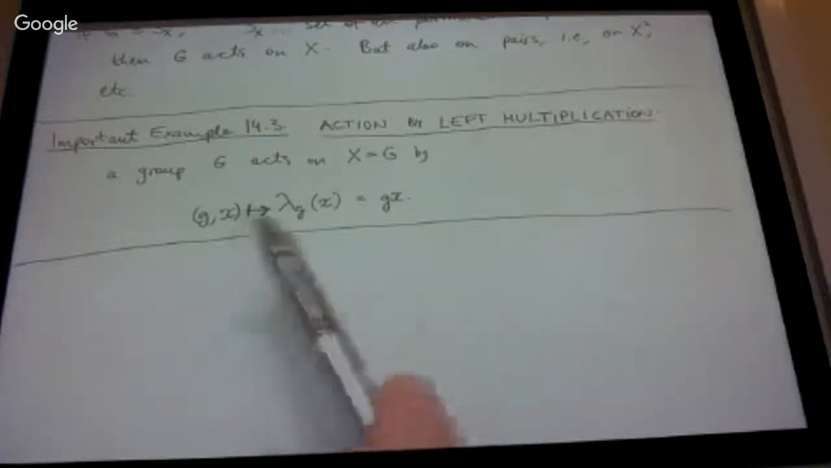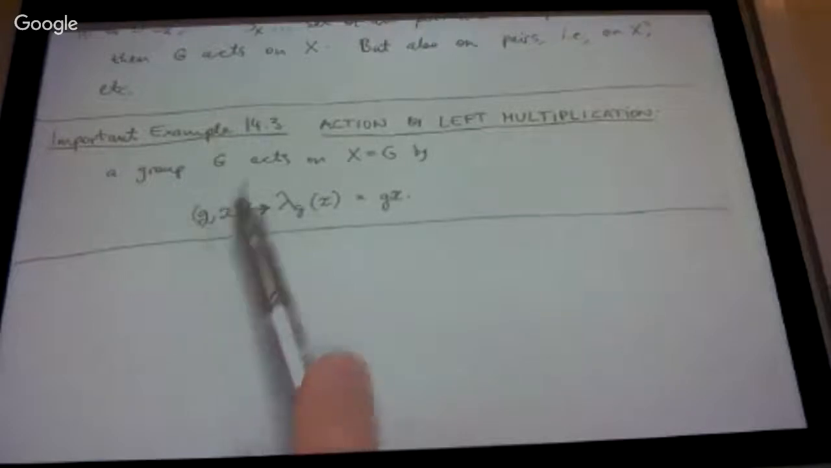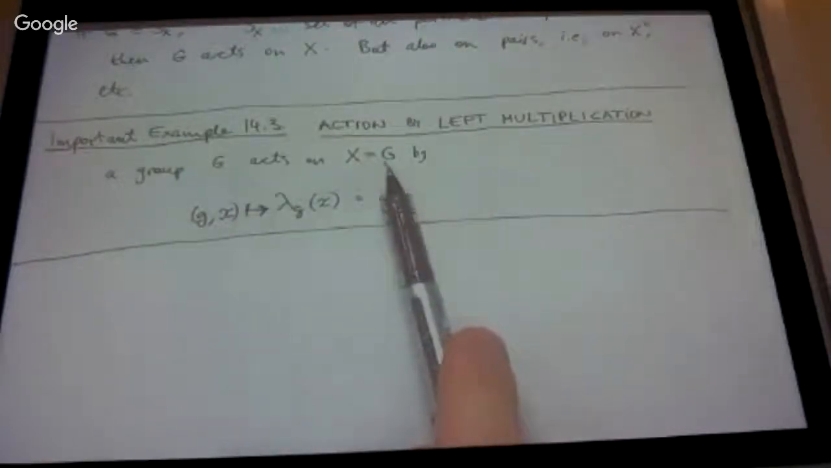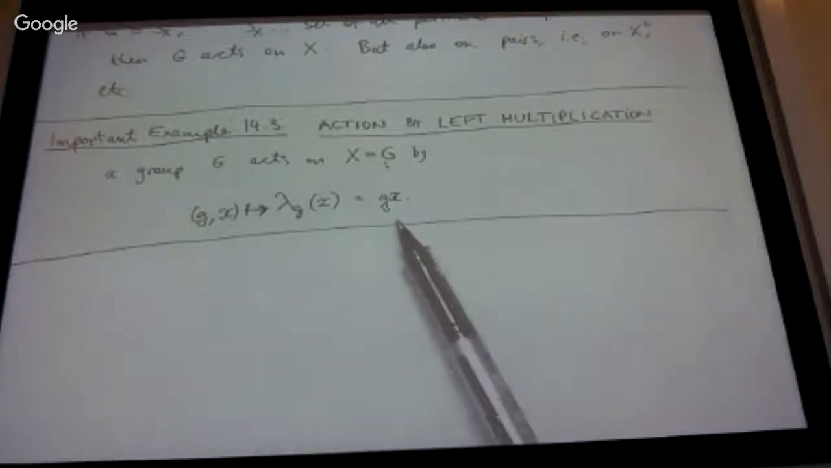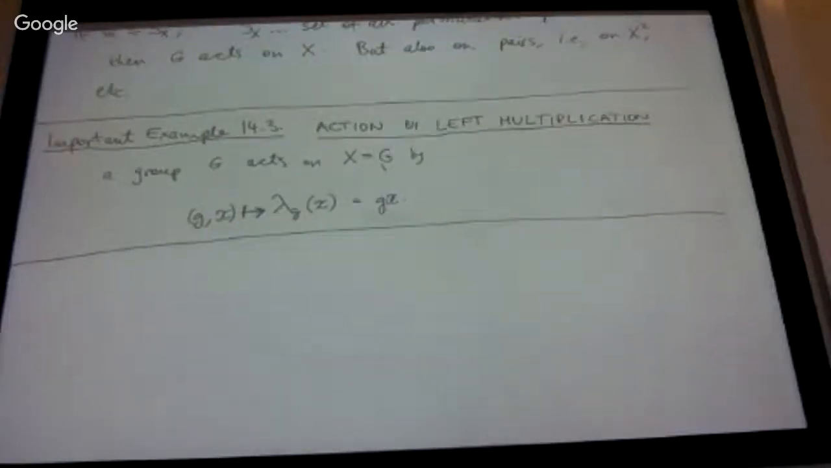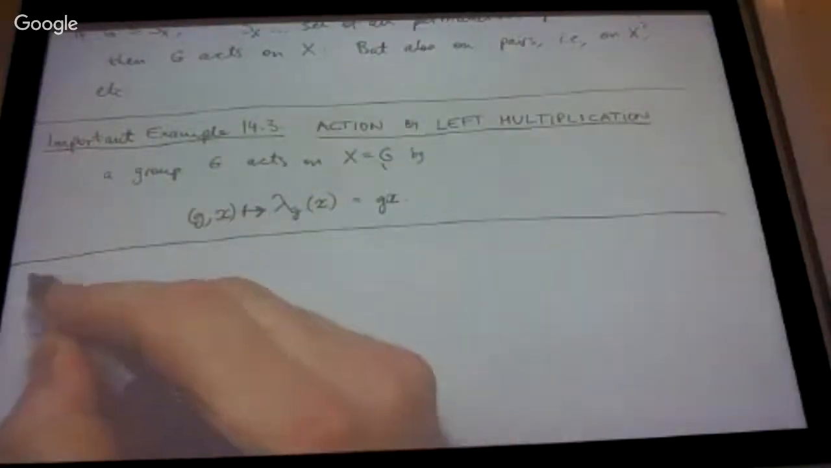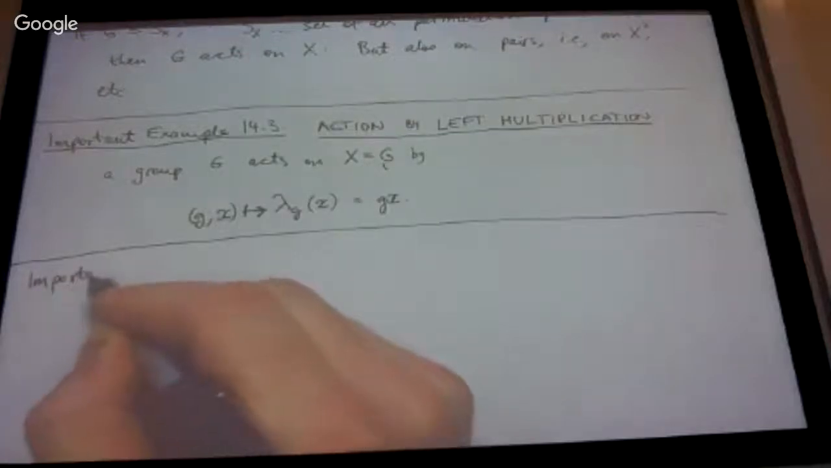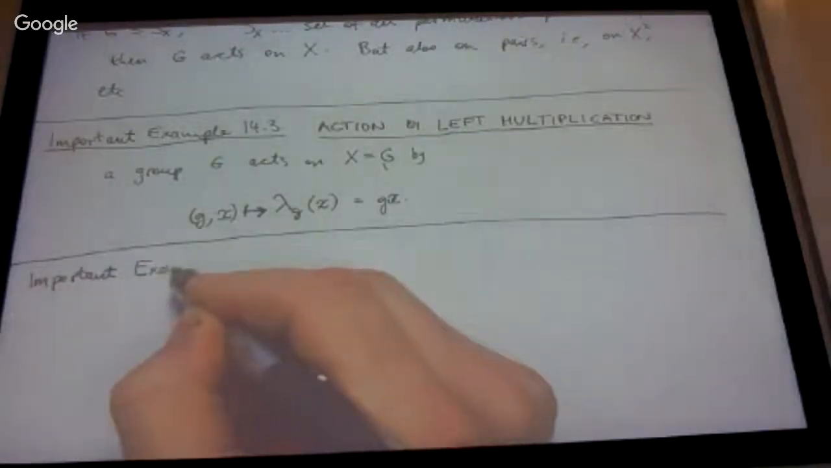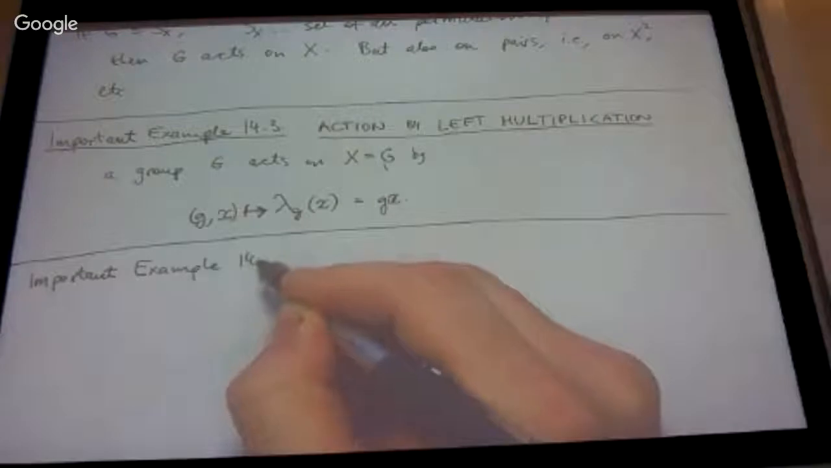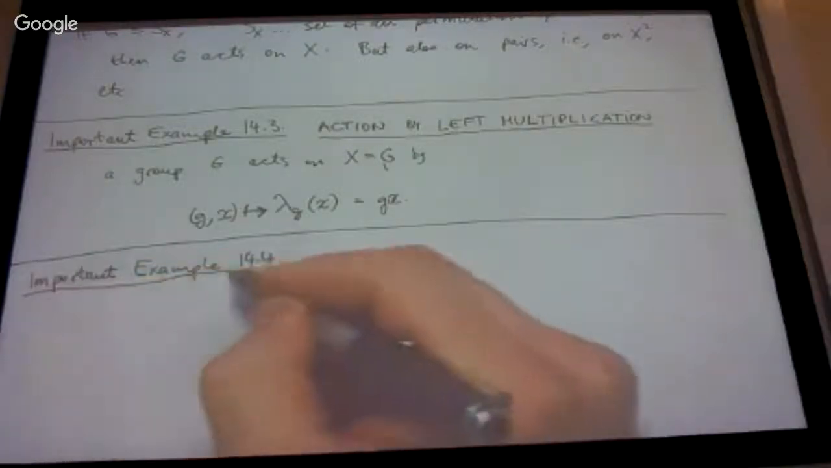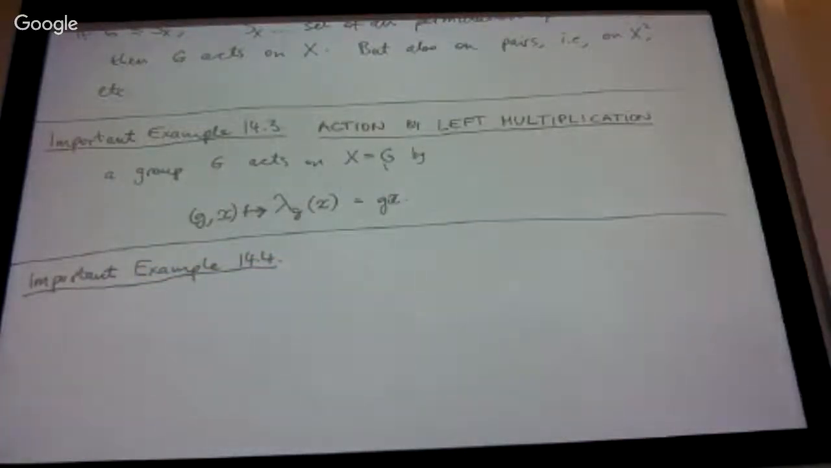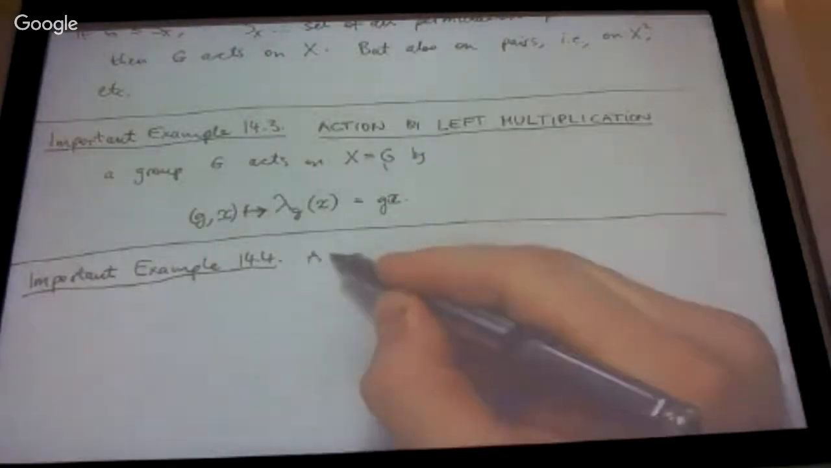Okay. So if you get the pair g from the group G and x from the set X, which also happens to be the group G in this case, then this is assigned the product g times x in this group. It's an action. To confuse things further, we get action by conjugation.